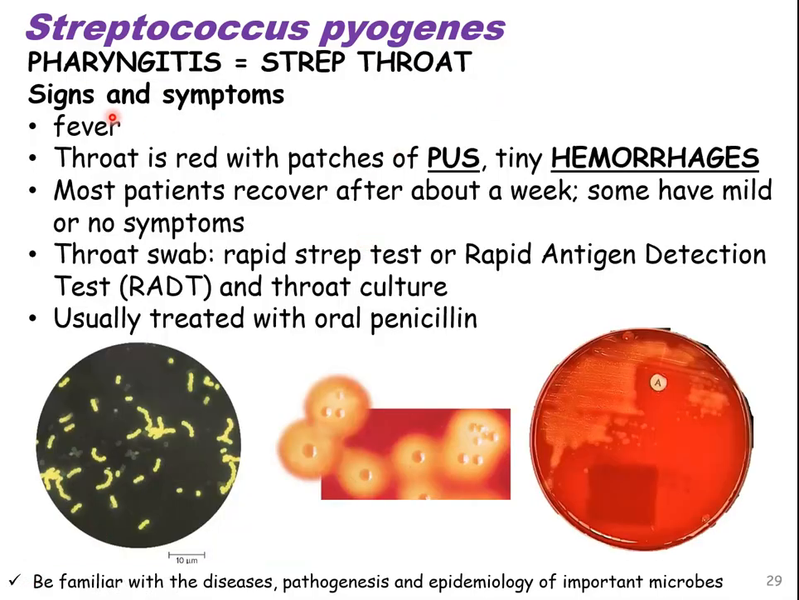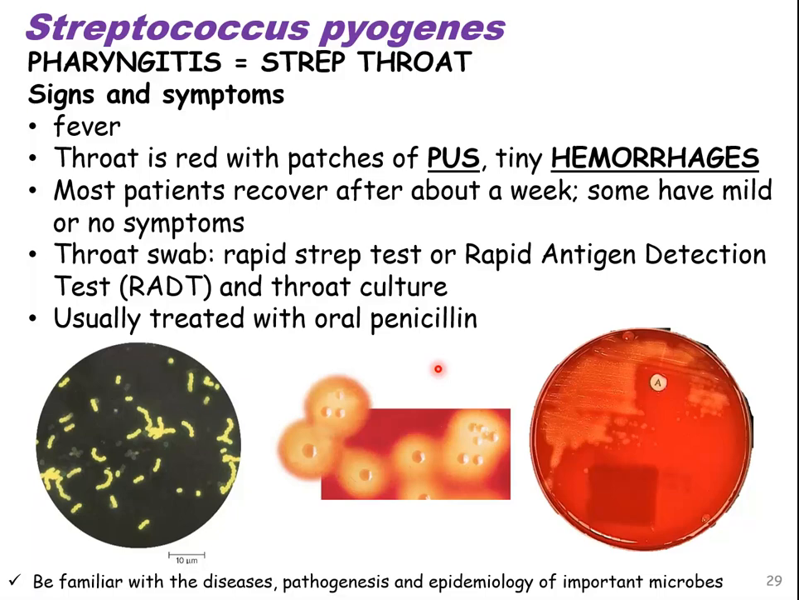So signs of pharyngitis, so inflammation of the throat. So strep throat, yeah, they cause that. So fever, the throat is going to be red. You see patches, and often you're going to see pus, particularly in those tonsillar crypts, and you just saw those tiny little hemorrhages. Most patients will recover in about a week, but you really want to treat this with antibiotics because we're going to talk about something called post-streptococcal sequelae. So if it's not treated and someone doesn't take their penicillin, their antibiotics, a full round, then they can suffer from problems after that infection.